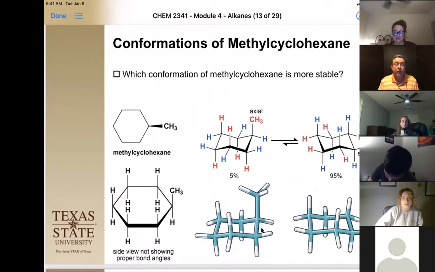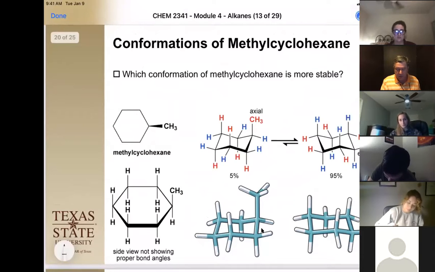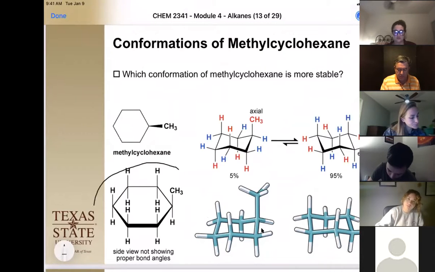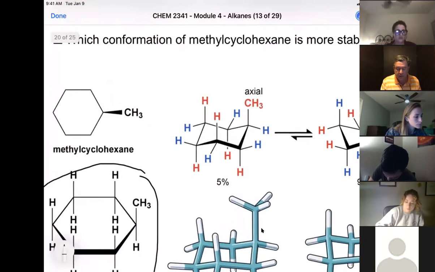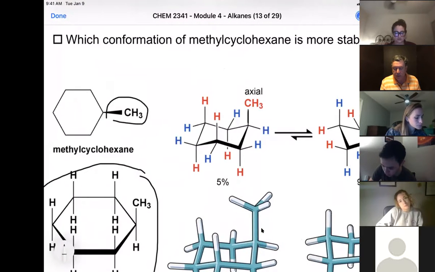So if we redraw it in this weird configuration here, this shows us that we have 6 hydrogens on the bottom, 5 hydrogens and a methyl group on top. So let's convert that to our chair configuration. When we do that, we can draw something like this. Since this is pointing up, we're going to put it up to start with, and we're going to have it in our axial position.